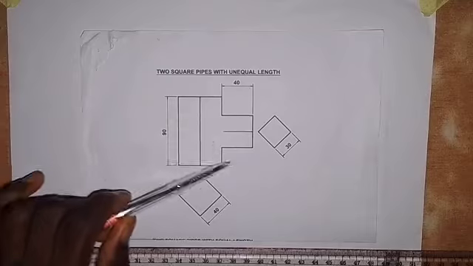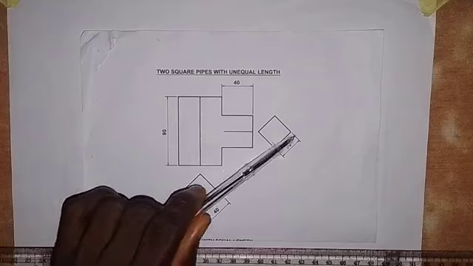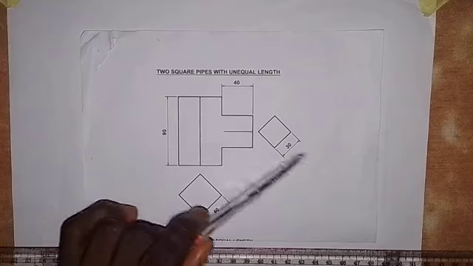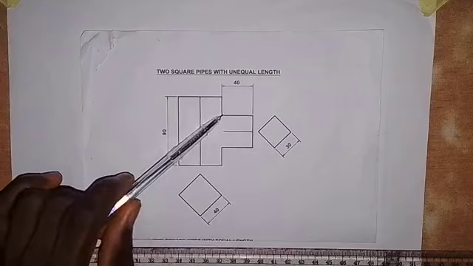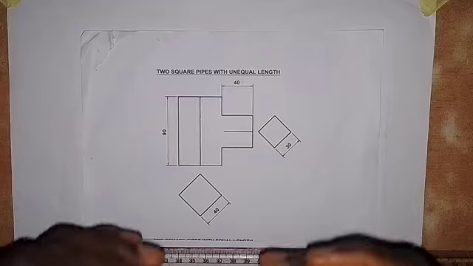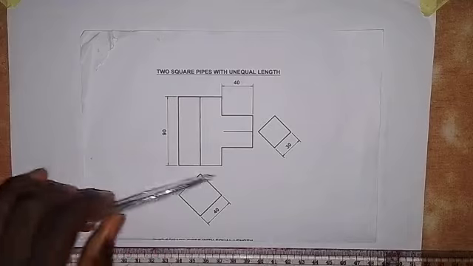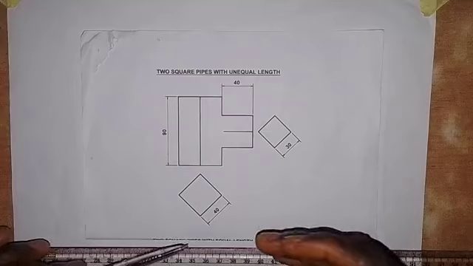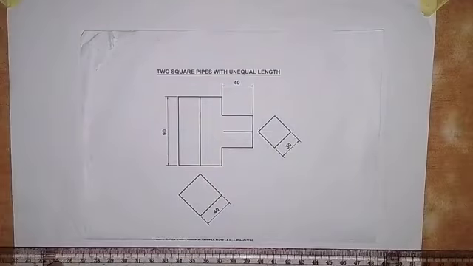And for the horizontal square pipe, the side of its square end is 30 millimeters, while its length from here to here is 40 millimeters. So we are going to replicate what we see here, bring out the line of intersection, and then also complete the plan, because the plan that we see here is that of the vertical pipe.